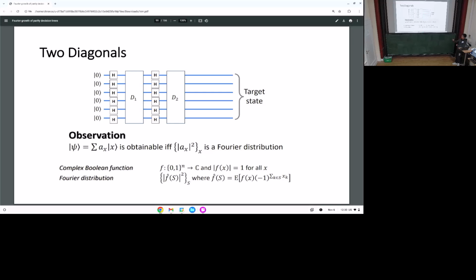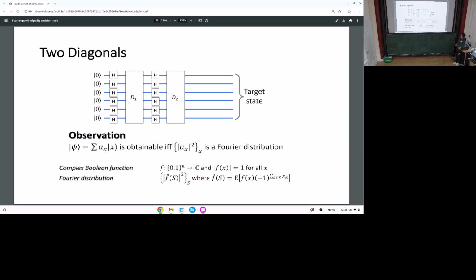And because of this, let me just mention a few things. Because we have this characterization, you can show, for example, that stabilizer states are obtainable with 2, because stabilizer states are uniform over a subspace, and for a subspace you can construct a Boolean function supported just on that subspace. So this is sufficient for stabilizer states.